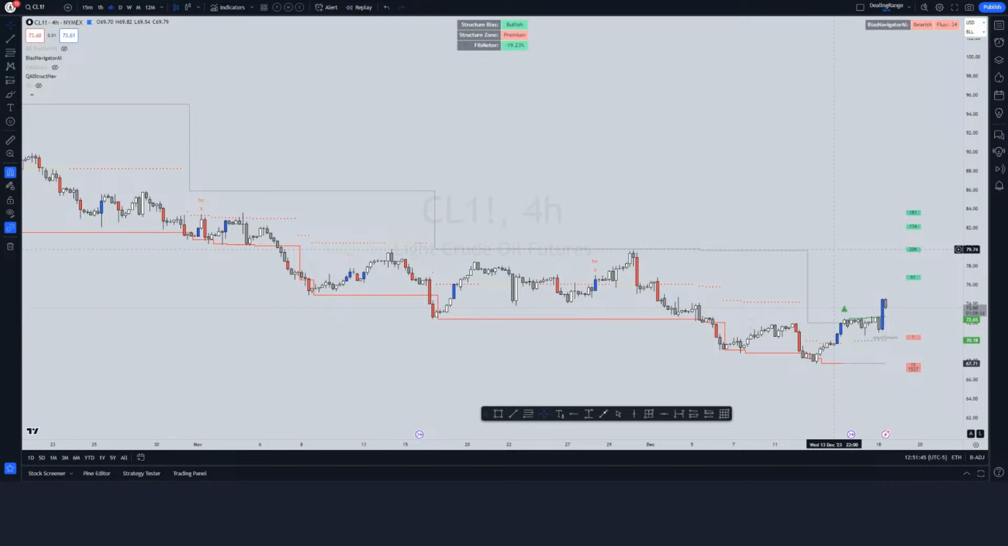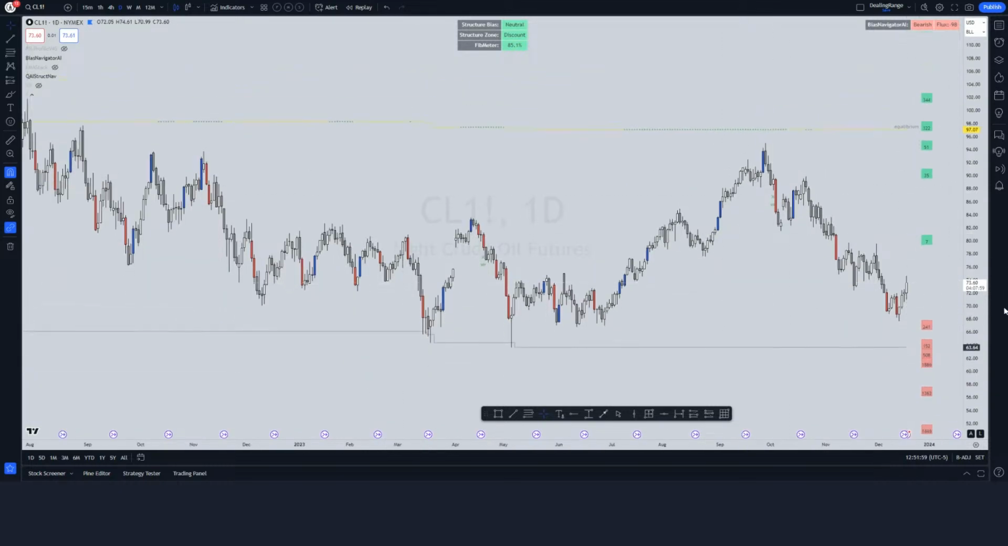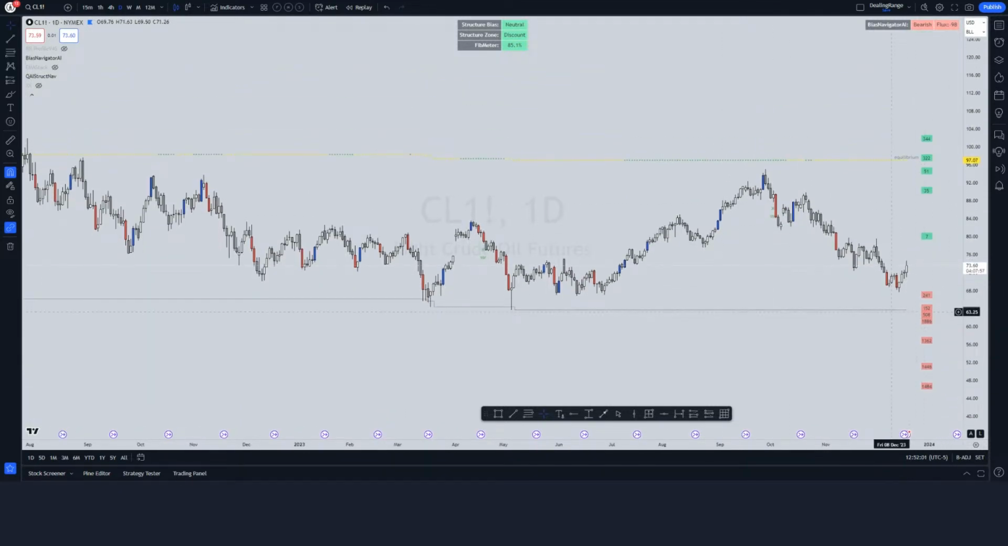So looking at this chart on oil, I know that there's a very big level down here. Look at this number here, 1537. Okay. In fact, if we go back to a daily time frame, you can kind of see where this level is.